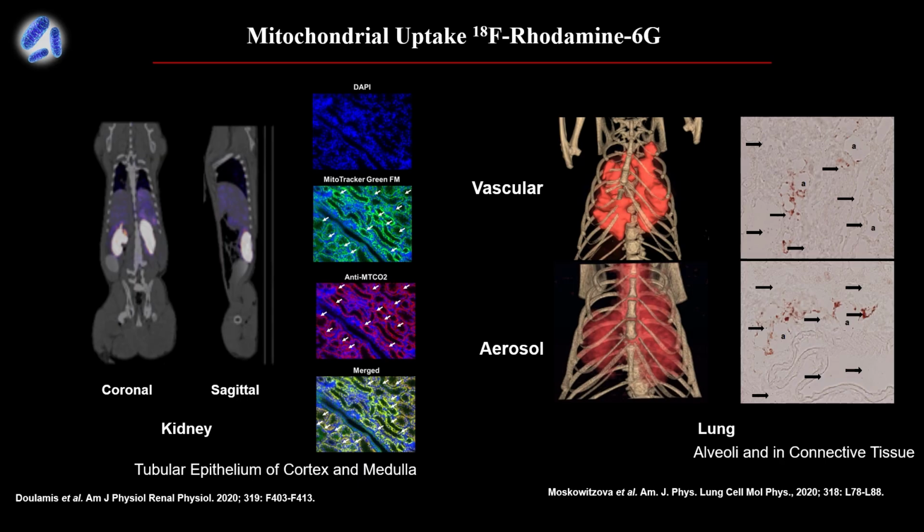Here it is. This is a 100-kilo pig again. This is into the kidneys, through the renal arteries. You can see the cells. Here they are. Here's the mitochondria. And here's into the lungs.